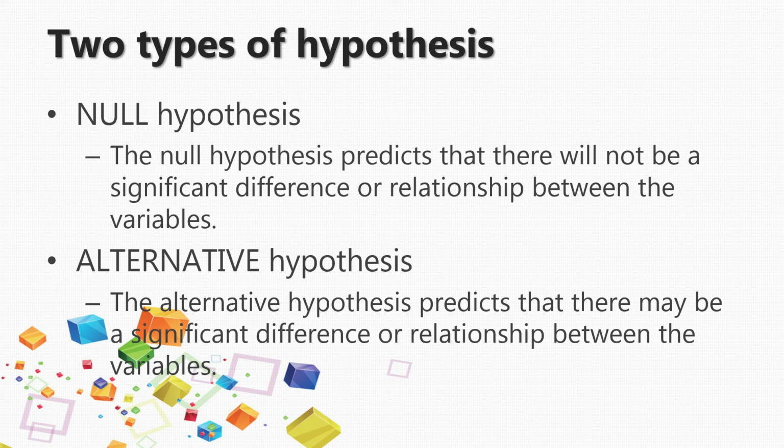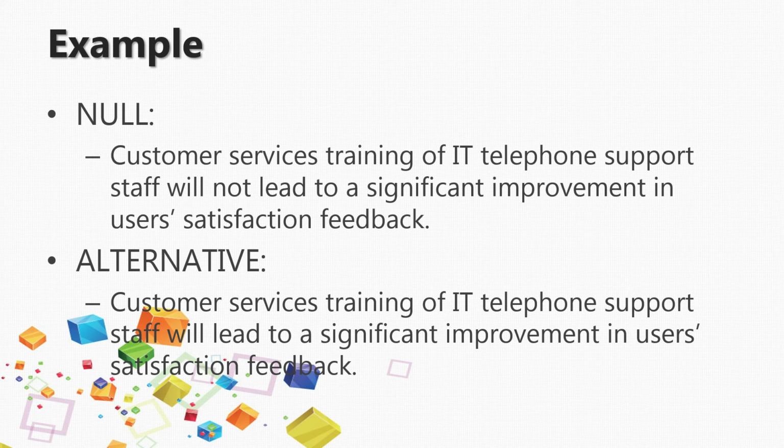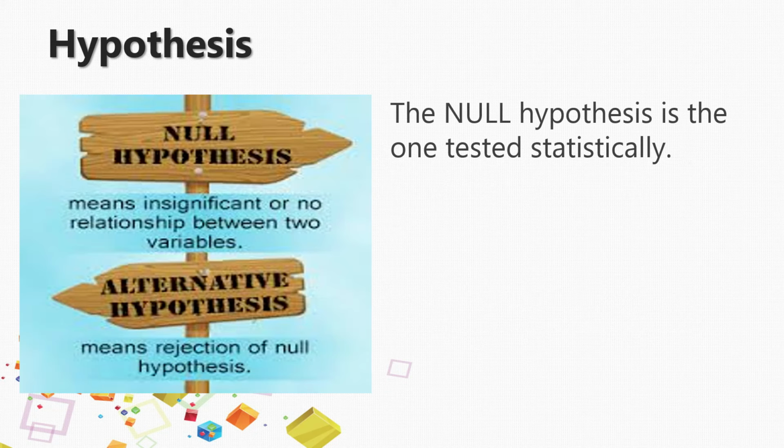Okay, the null hypothesis would say there's no relationship. The alternative hypothesis would say there is a relationship. For example, customer service training of IT telephone support staff will not lead to a significant improvement in user satisfaction feedback. That's null. But if you go to make an alternative hypothesis for that, then the alternative would sound something like customer services training of IT telephone support staff will lead to a significant improvement in user satisfaction feedback. Okay, so that's the null, and then that's the alternative.